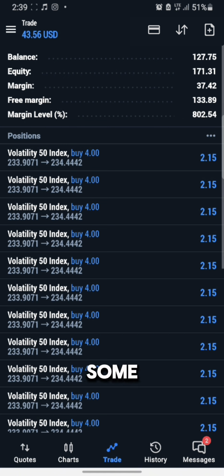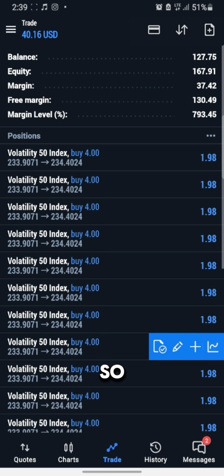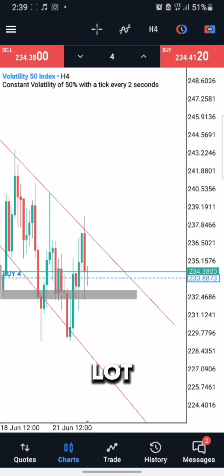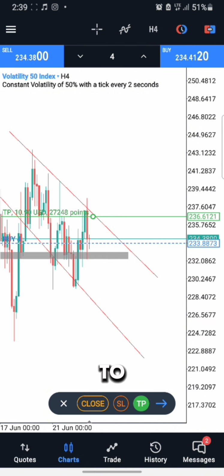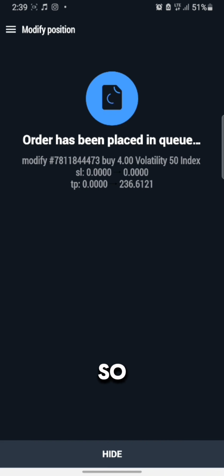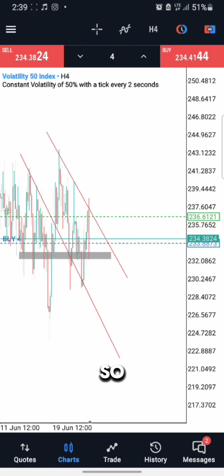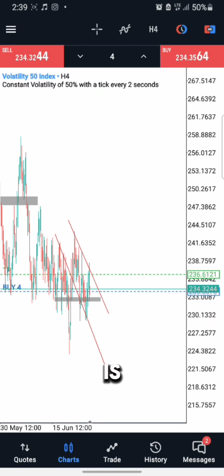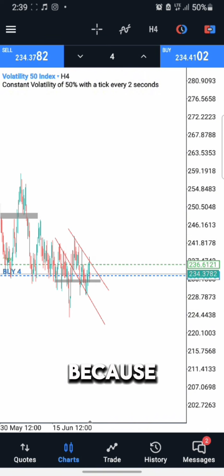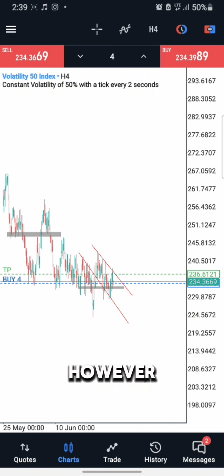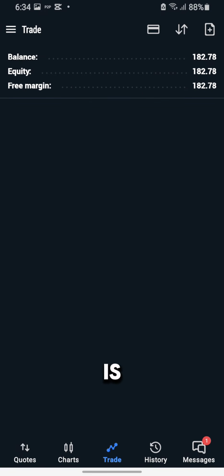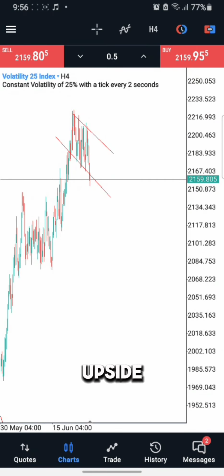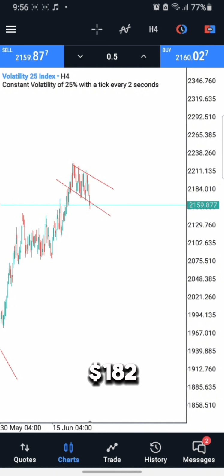And then after some time, we are in profit, 127 to 171. So we're in $41 profit. This is a lot. This might be enough to close the market and leave. As I have said earlier, I'm just going to scalp, so I might even close, because this market is not going to stay long in that direction. However, if you wanna know, this type of chart has a bigger chance to break to the upside. And then after some time, I've closed, I'm at $182.